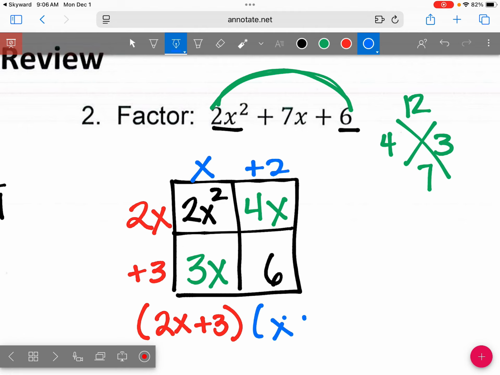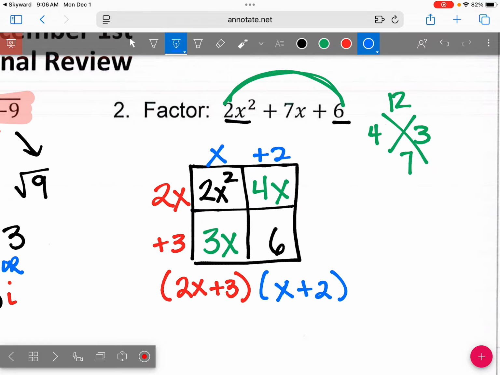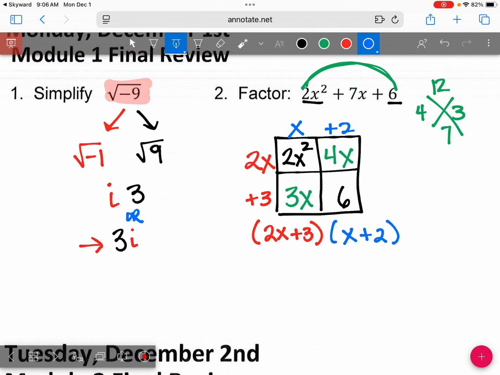It didn't say solve it. If it said solve, I would set these equal to 0, but it didn't say do that. So this is my answer.